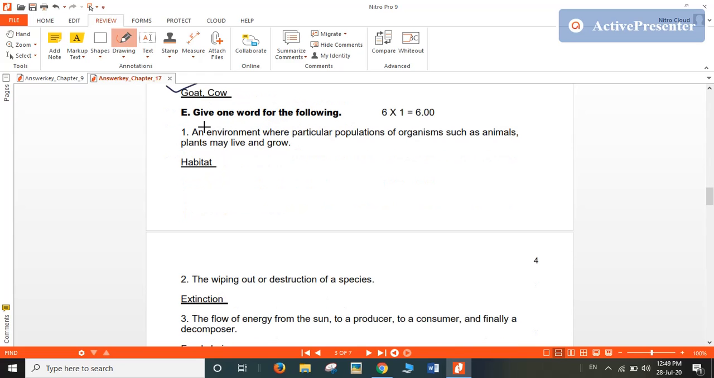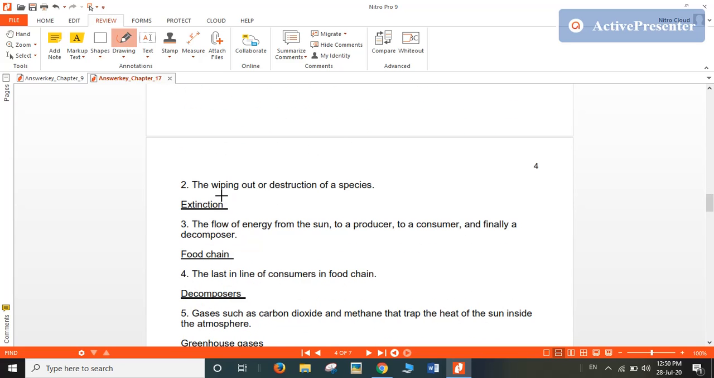Now next, give one word for the following. An environment where a particular population of organisms such as animals live and grow. So that kind of animal environment is called habitat. The wiping out or destruction of a species is called extinction. So extinction is the wiping out or destruction of species.